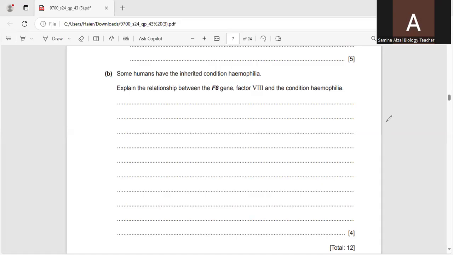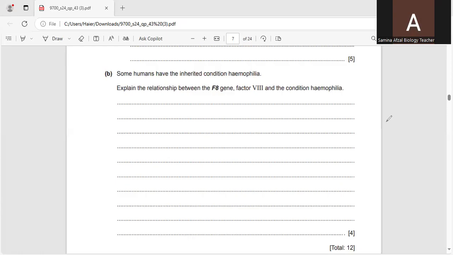So when this gene is defective or missing, it leads to a deficiency of factor 8, resulting in a condition called hemophilia. So hemophilia is a genetic disease. In this condition, blood cannot properly clot. So there is excessive bleeding, even from minor injuries, and the person can bleed to death.